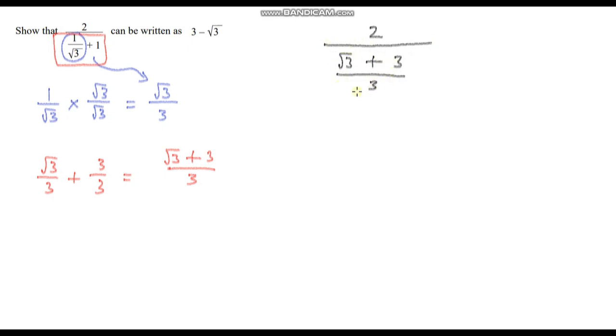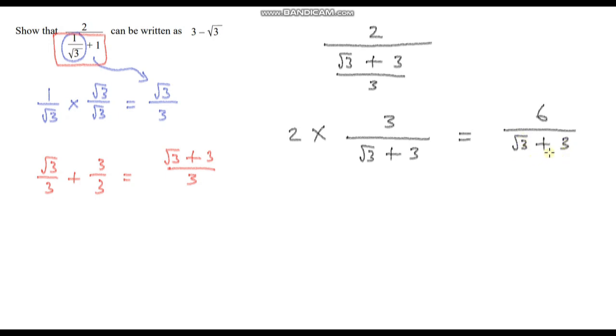Now, whenever we're dividing by a fraction, that is the same as multiplying by the reciprocal of that fraction. That's one of those skills that you learn a bit earlier on. So instead of dividing, we can multiply by the reciprocal. So we've got 2, and we're going to multiply by this fraction flipped upside down. We've got 3 in the numerator, and in the denominator, we've got root 3 plus 3. If we multiply across, it's 2 times 3, which is 6. So you've got 6 over root 3 plus 3.